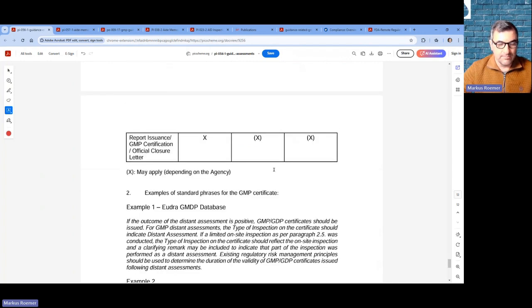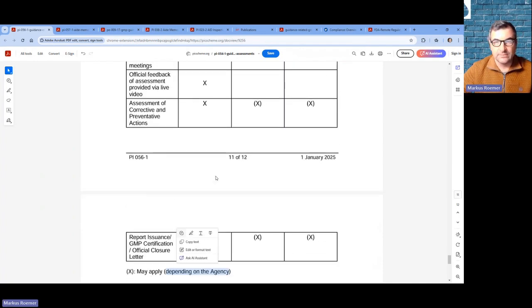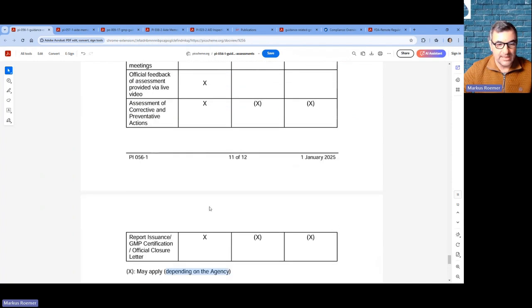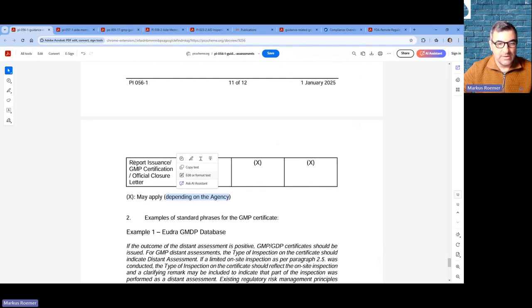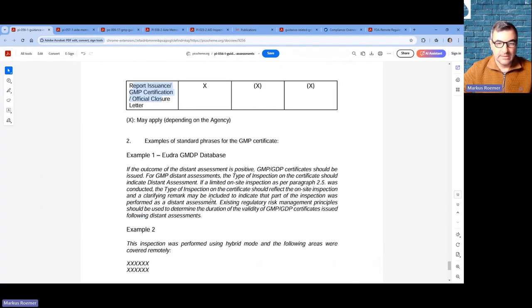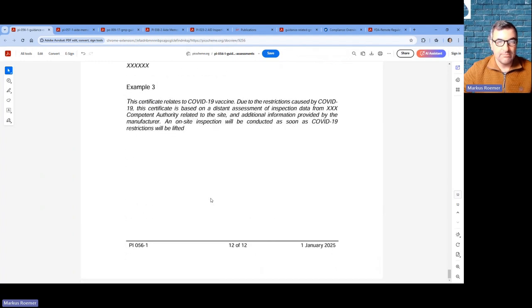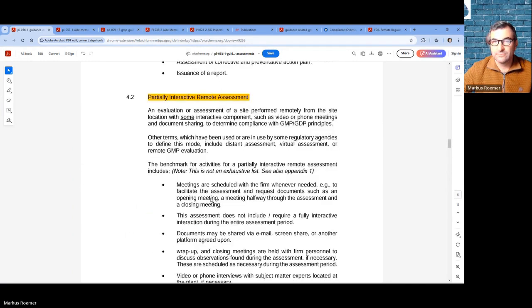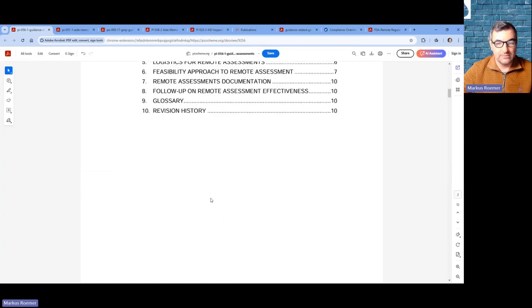It says "may apply". Okay. May apply depending on the agency. Then you know what that means. The same agency that has written this document, right? Okay. Again, table heading is not repeated on the next page. Very strange. Okay, so I don't like it. Definitely. It's not well written. Students can write that better.